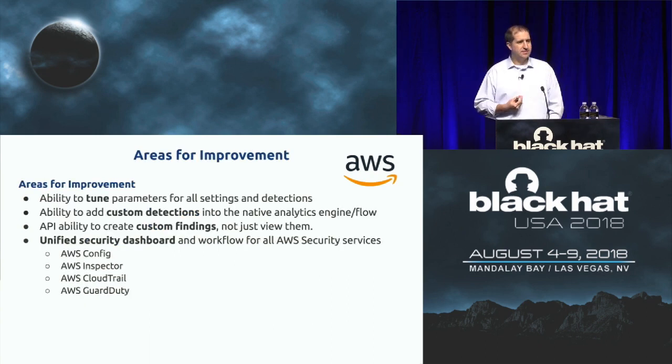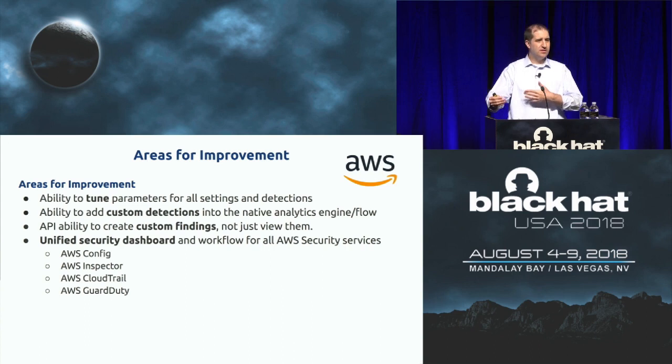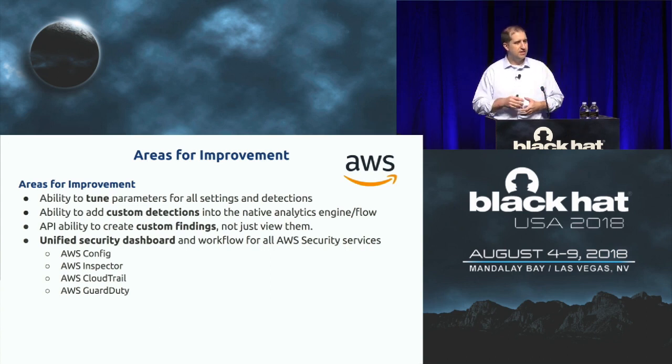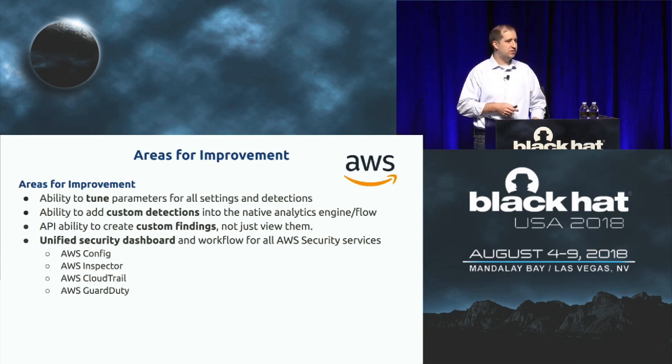Similar findings in terms of areas of improvement: tuning and custom detections. You're just enabling the service and getting what you get out of it. You're giving it a little bit of intelligence with the IP lists, but you don't get to dig your hands in and modify them too much. And from a unified security dashboard perspective, it's just the way AWS does their services. They're all kind of separate things. I would really like to see that condensed dashboard. I really liked how Azure Security Center does that.